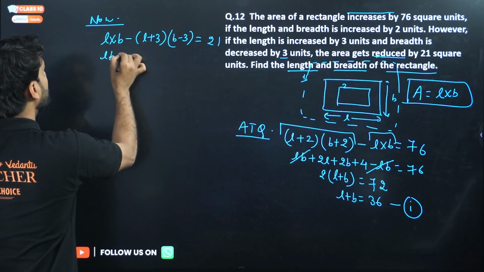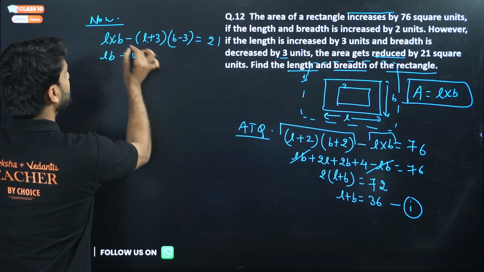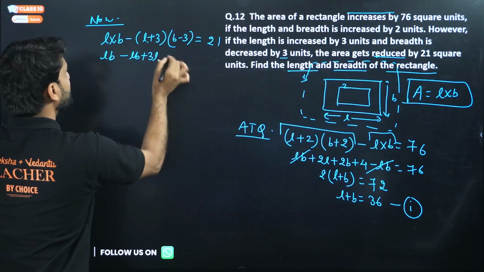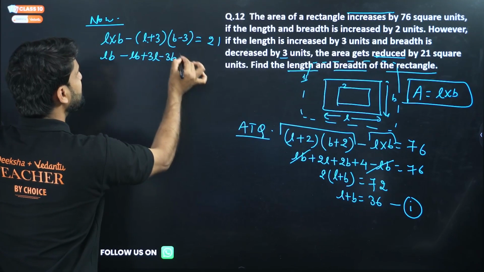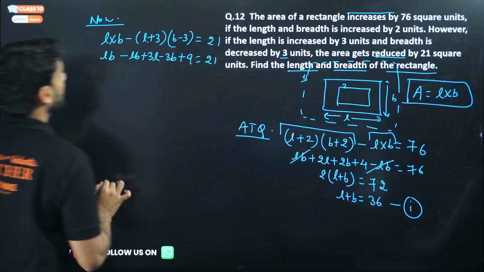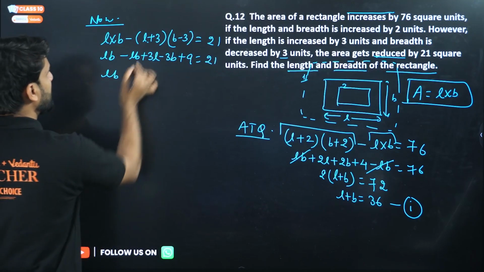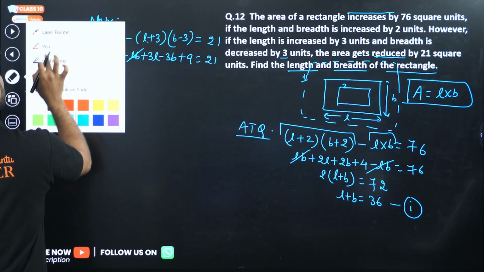Now open the brackets. So LB minus L into B will be minus LB. L into 3 minus, minus 3 minus will be plus 3L. Plus 3B, plus minus minus 3B. And this 3 into 3 is 9, minus 9, minus minus plus 9 equals 21. Now solve this. LB, can we cancel LB by LB? Because one is in positive form, the other is in negative form. So I have cancelled it.